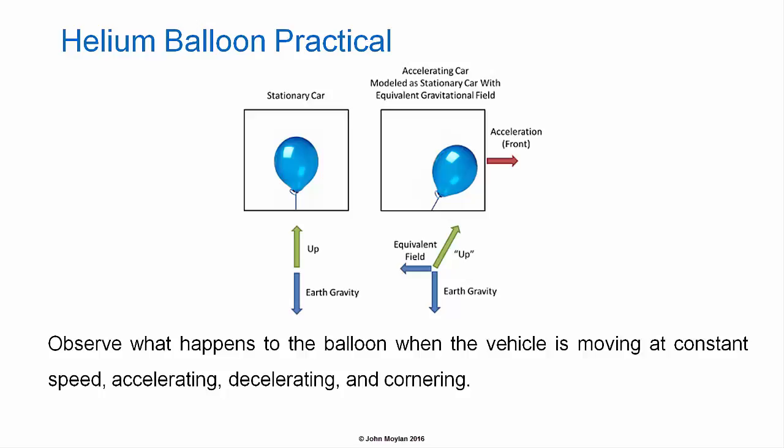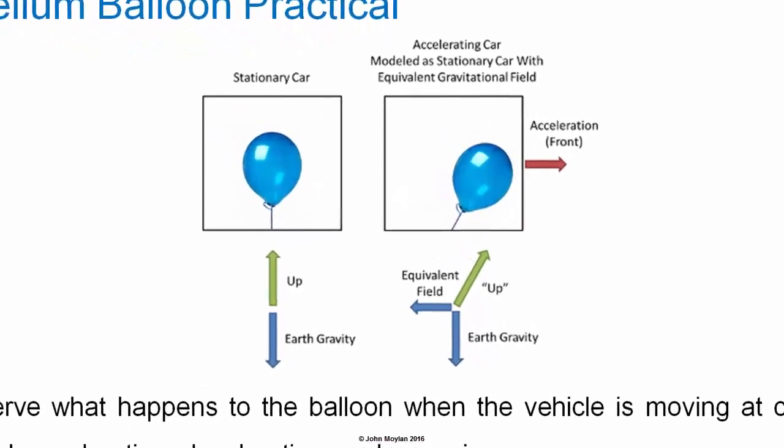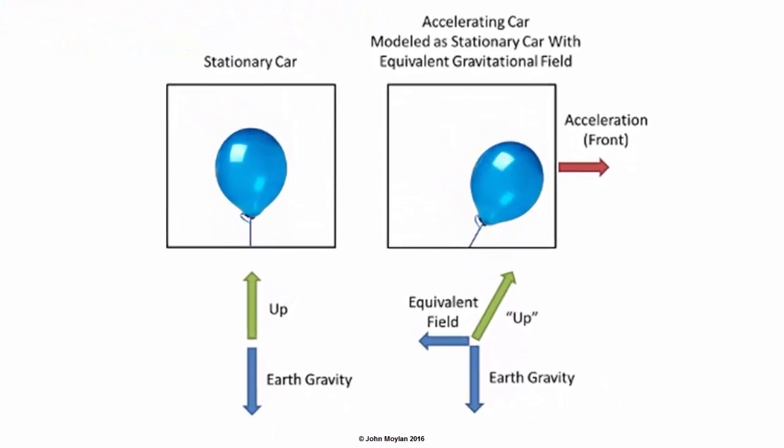You will find that the balloon will tend to orient itself in terms of the equivalent field direction or the apparent strength of gravity, which will be made up of the acceleration due to gravity and the acceleration due to the movement of the vehicle.